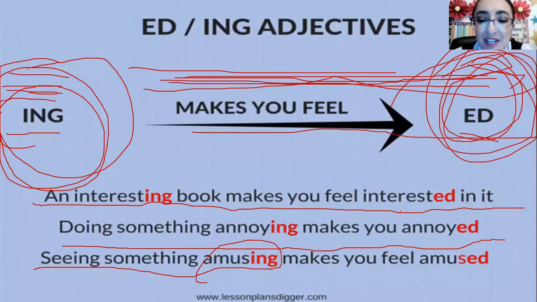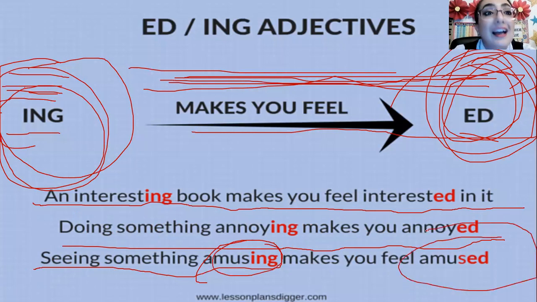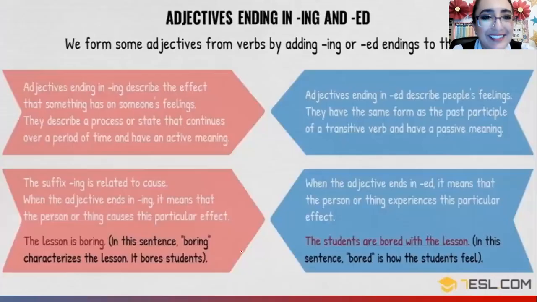Kind of. Excellent. So, an interesting book makes you feel interested in it. Un libro interesante te hace sentir interesado en ello. Doing something annoying makes you annoyed. Hacer algo que es molesto, desagradable, te hace sentir molesto, desagradable. Seeing something amusing makes you feel amused. Ver algo divertido, entretenido, te hace sentir divertido, entretenido, como sentimiento y como descripción de cómo es lo que te causa ese sentimiento.